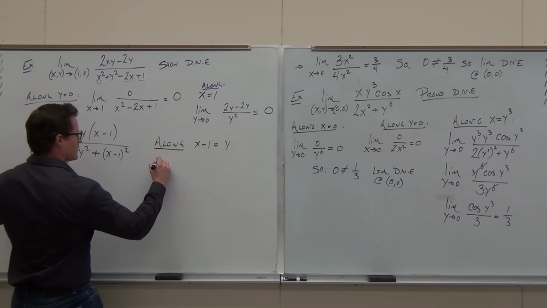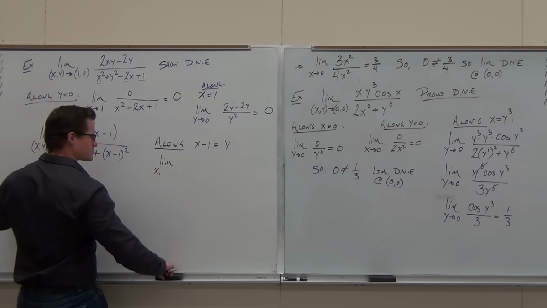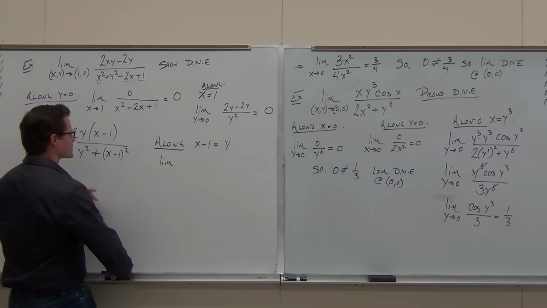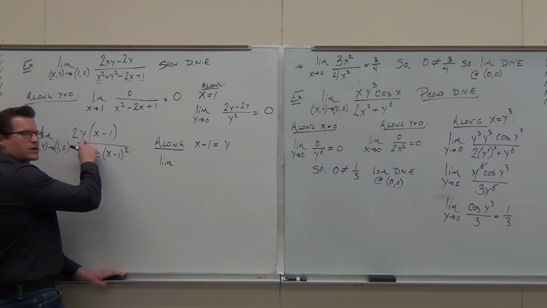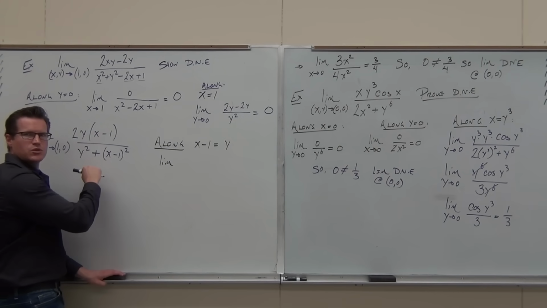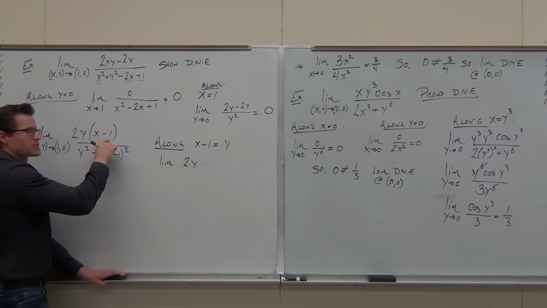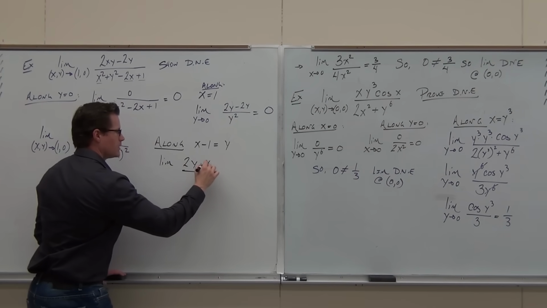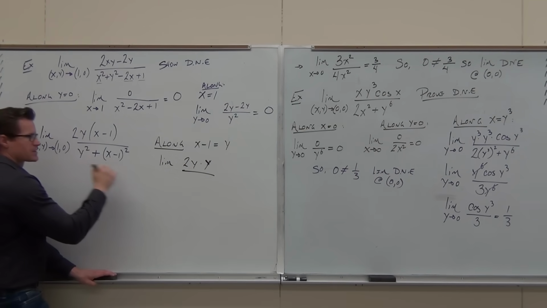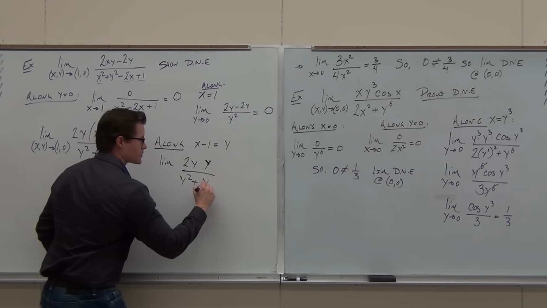So let's see. We'd have the limit. Let's talk about an independent variable in a second. Am I still going to have a 2y? I don't want to replace the y's, okay? I want to replace this. Am I still going to have a 2y? Am I still going to have an x minus 1? What am I going to have? This is a y squared plus, if this is a y, that's also y squared.